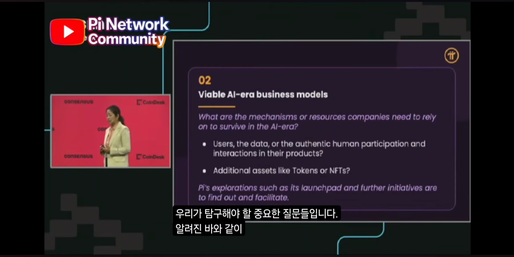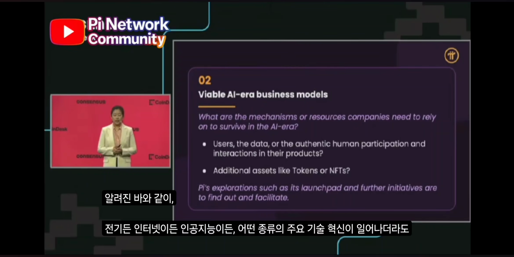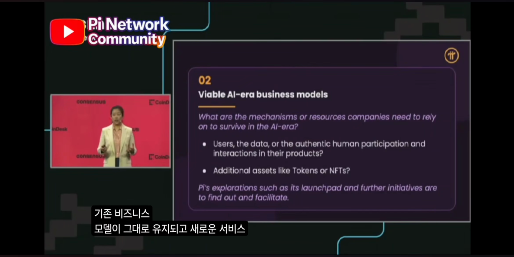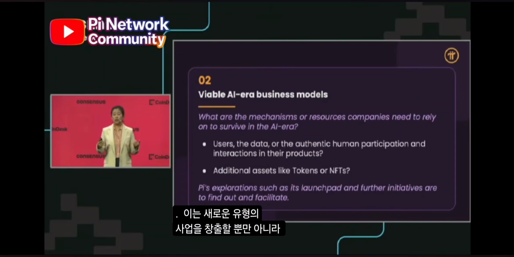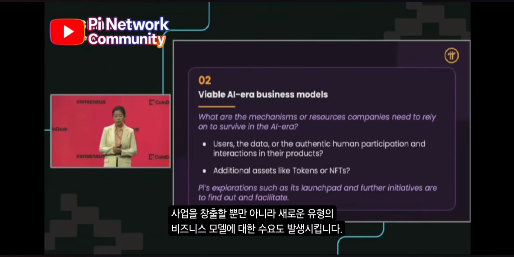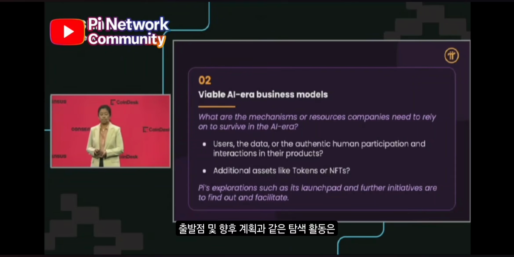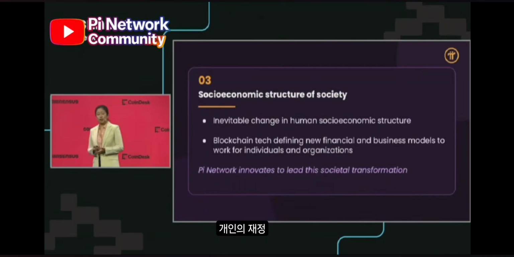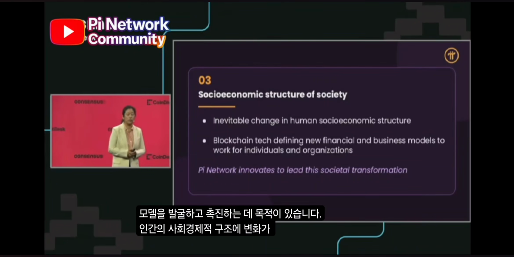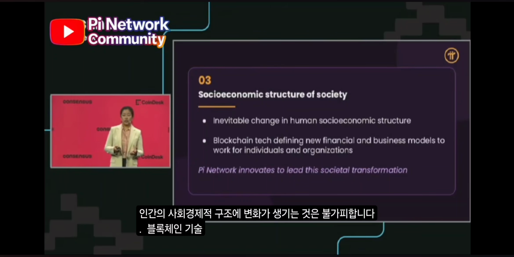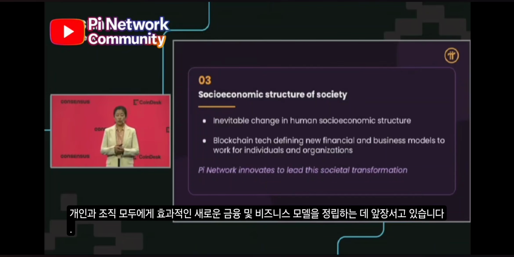What is known is that with any major technology disruption, be it electricity, internet, or AI, it's never the case that the old business model just works and new services come on top. It not only creates new types of businesses, but also demands new types of business models. So Pi's explorations, such as its launchpad and further initiatives, are to find out and facilitate. With individual financial life changes and new business models, it's inevitable that there will be change in human socioeconomic structure. Blockchain technology is at the forefront defining new financial and business models to work for individuals and organizations.